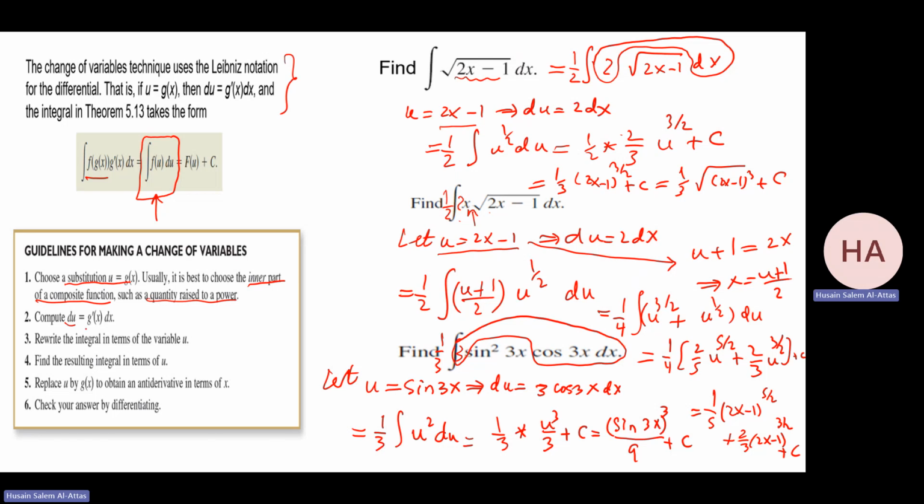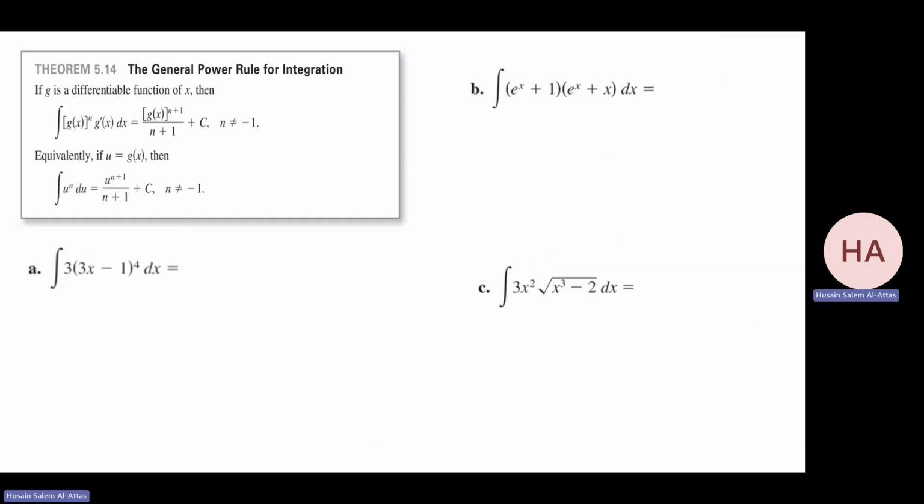Compute du, which is usually g prime dx, which is easy to do. Rewrite the integral in terms of this variable u. Find the resulting integral. This is the most important thing. Then you go back, replace u by g(x), and check your answer. You can check all of your answers by differentiating. Okay, let me do more problems.